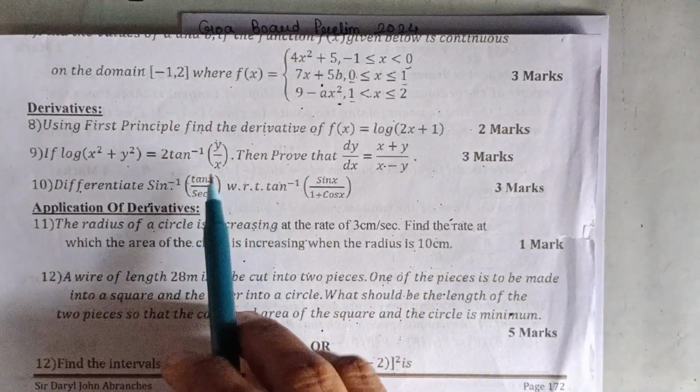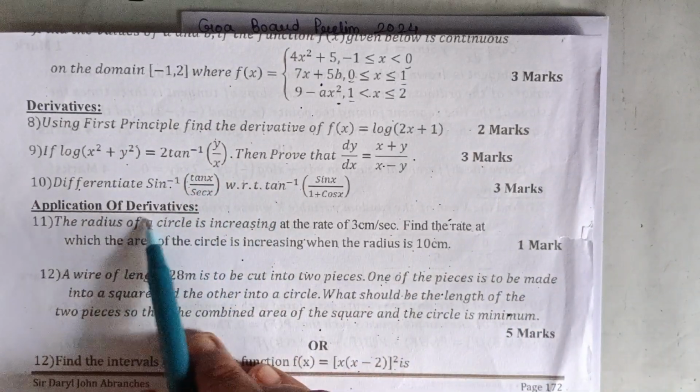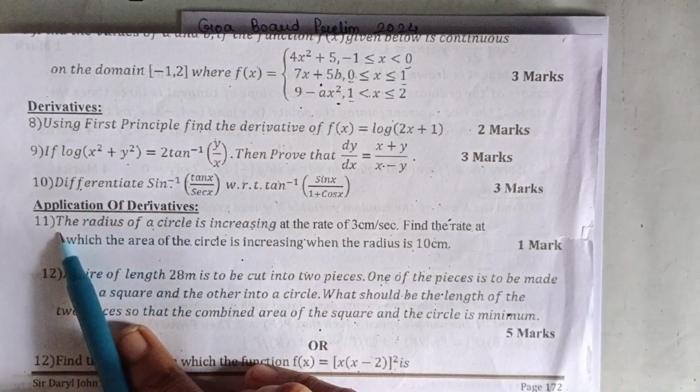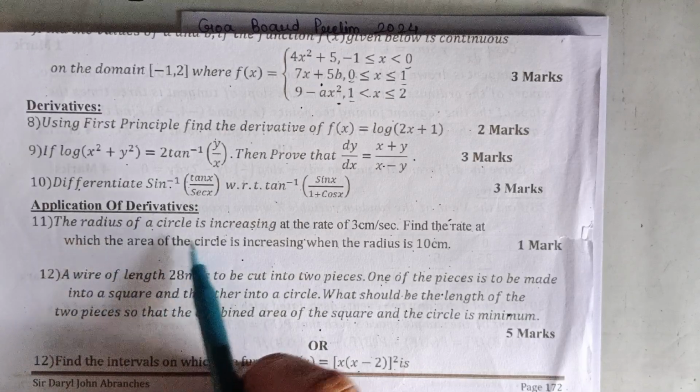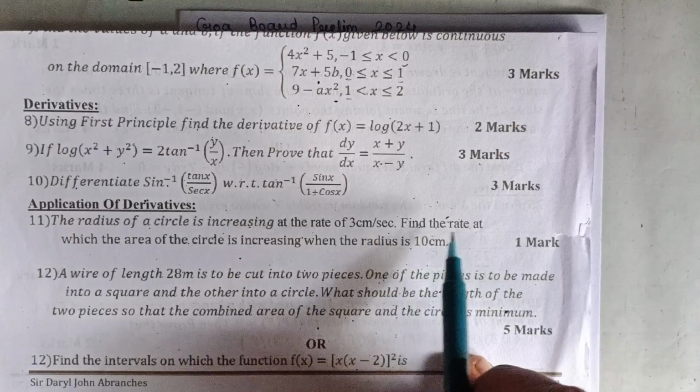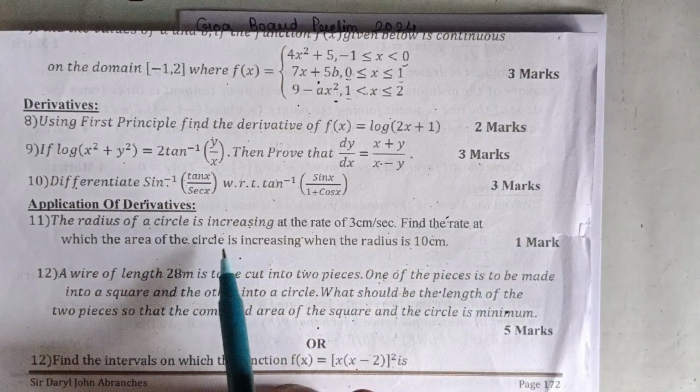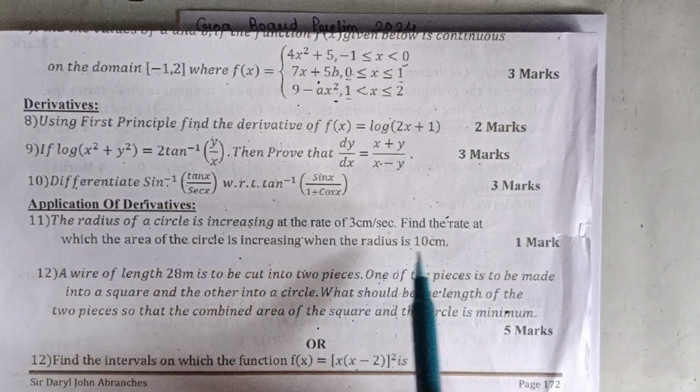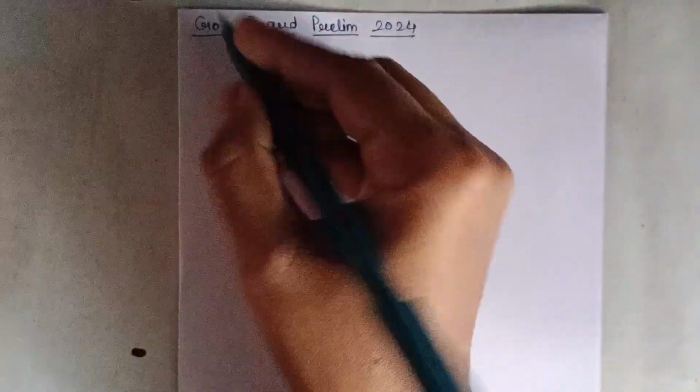Okay, so now we will be solving questions from application of derivatives. First question is the radius of a circle is increasing at the rate of 3 cm per second. Find the rate at which the area of the circle is increasing when the radius is 10 cm. So first you have to write what is given.